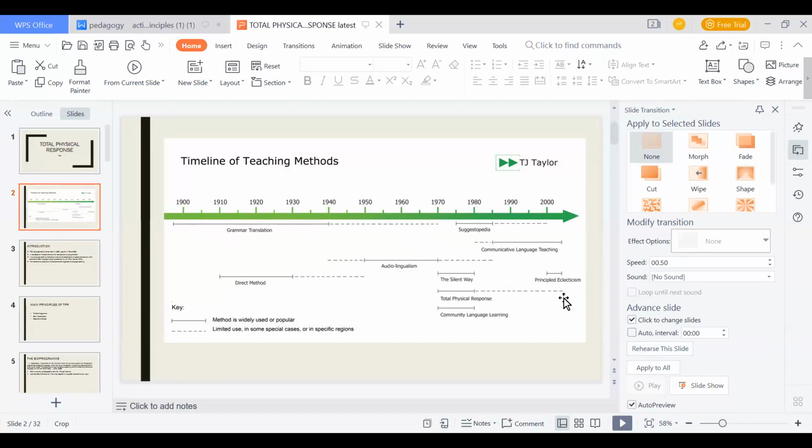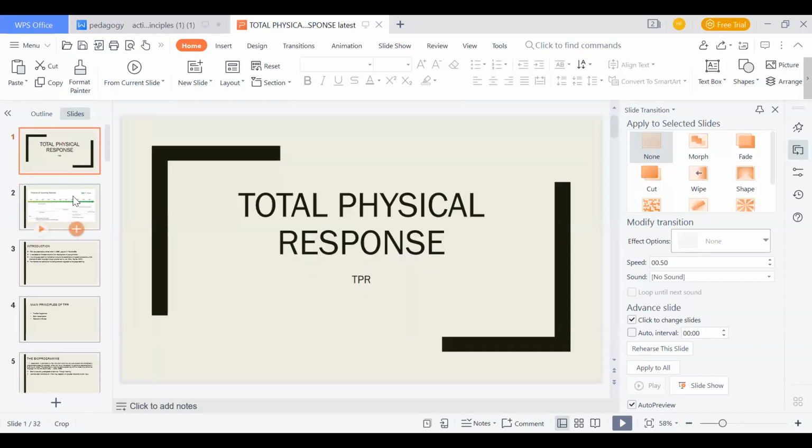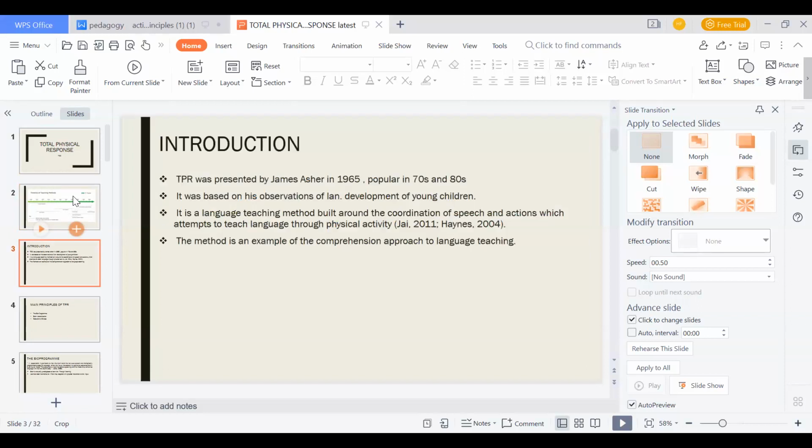Even in the 21st century, it's being used. The dotted line says the continuation. So we will look at total physical response as another method to teach the English language, not grammar, right? The English language. Total physical response is very commonly referred to as TPR.